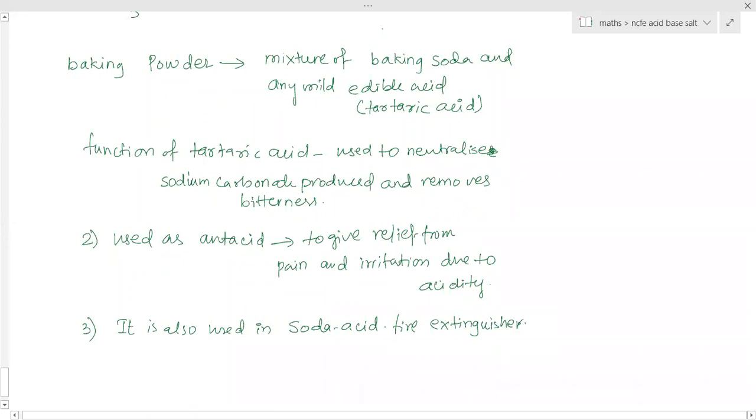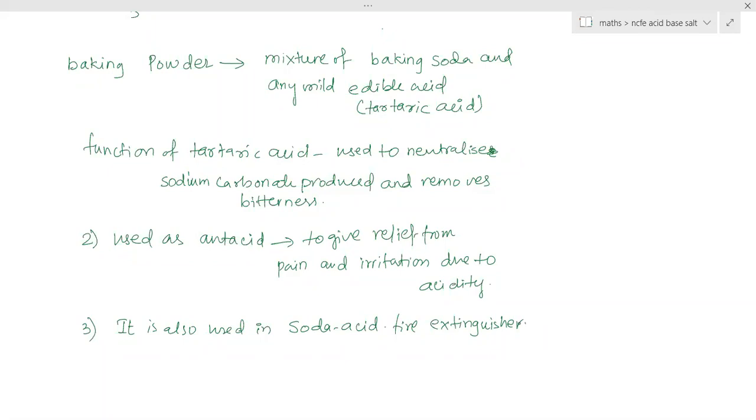These are the soda acid fire extinguishers, which are the older ones. In earlier times, soda acid fire extinguishers were used. Nowadays we use small fire extinguishers, which consist of solid dry ice. In all fire extinguishers, carbon dioxide is used, because carbon dioxide has the property of extinguishing fire. Earlier, dry ice was not used. Instead, soda acid was used.